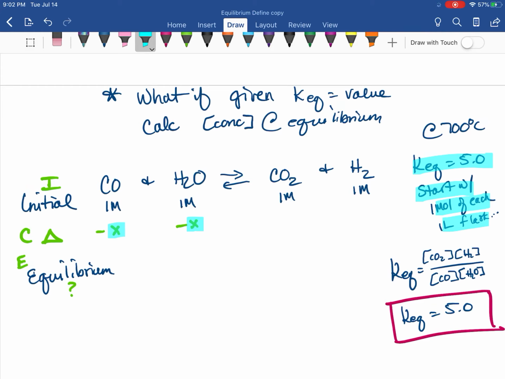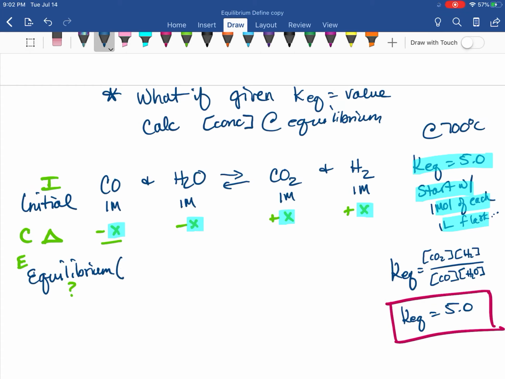Okay, so what do you think is going to happen then on the other side? Well, that's the beauty of equilibrium and reactions, is that they're all connected. So as your CO goes down, your CO2 is going to go up, and so is your hydrogen. So that change is exactly the same. So of course you see why we picked this example, because that change is 1 to 1 to 1 to 1. So it's a good place to start.